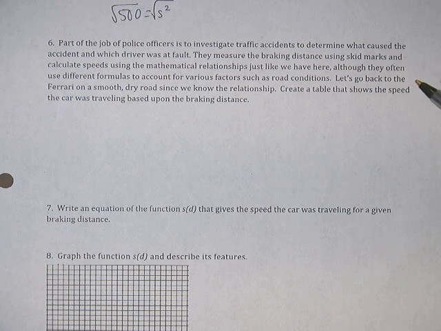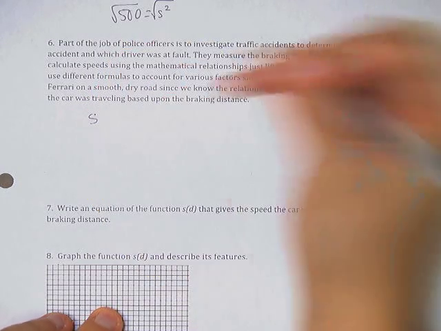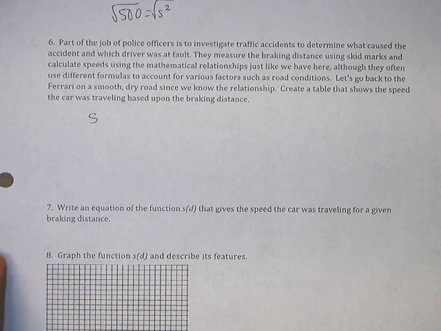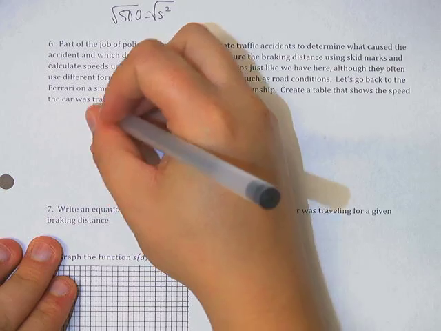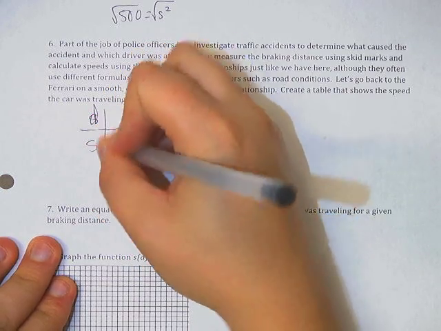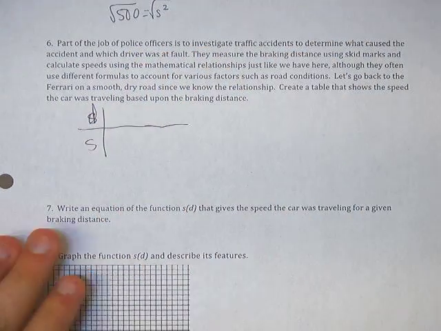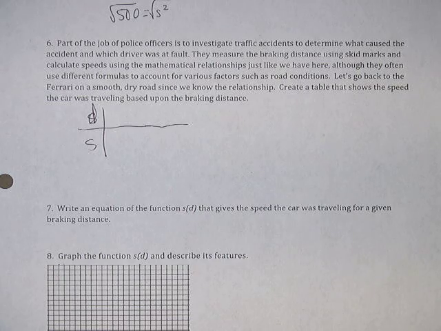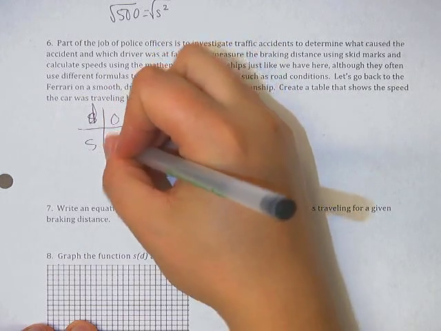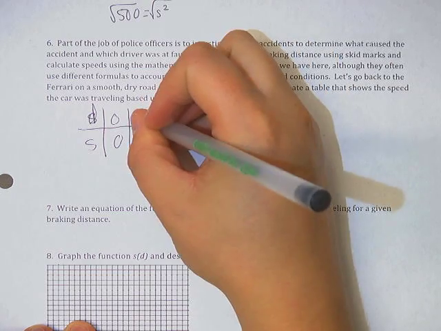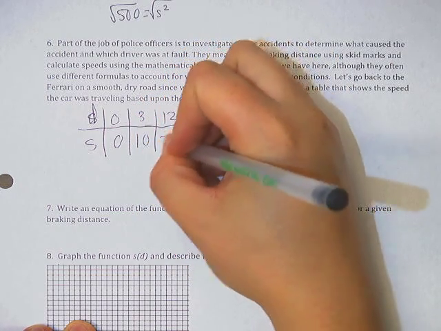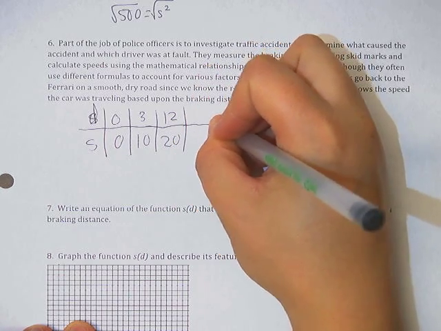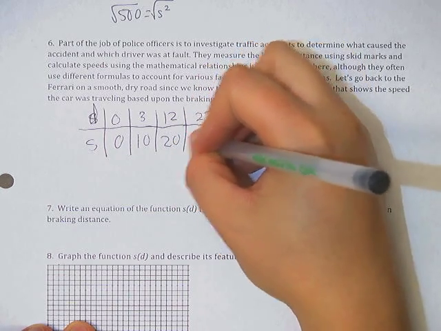Oh well. So we're on to part 6 here. So now part of the job of police officers is looking at traffic accidents. They measure the brake distance. They calculate the speeds that they're going, although they often use different formulas to account for various factors such as road conditions. It wants us to create a table that shows the speed the car was driving. Oh, so we want the distance to be the input, the speed to be the output.